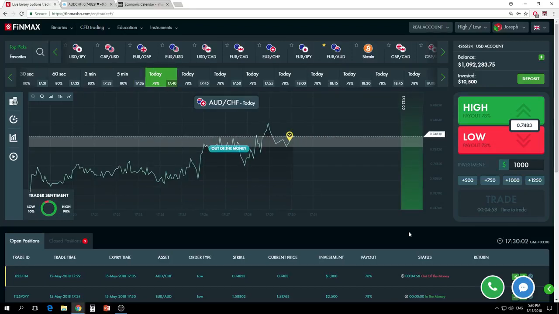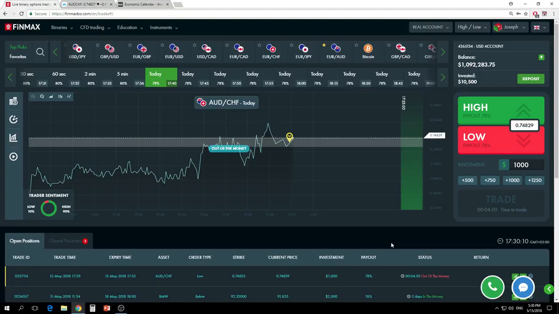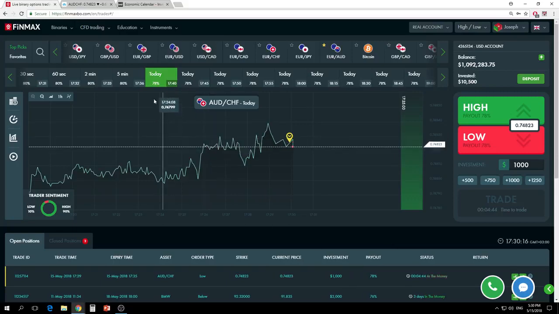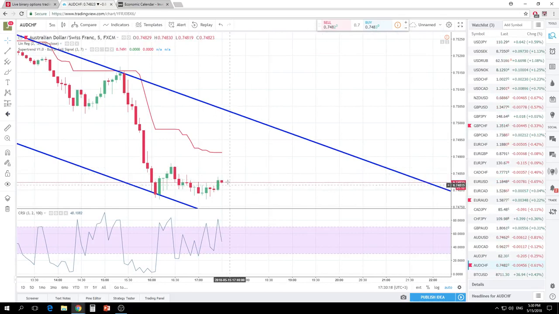So we have now opened a new trade on Australian dollar Swiss franc, and our previous trade was finished with profits. We have recovered from loss caused by Euro Australian dollar and put some additional money into our pocket, so congratulations about it. Australian dollar Swiss franc, as you see, is formed with red candle. It is good for us.